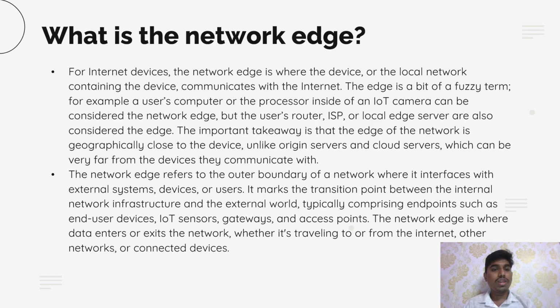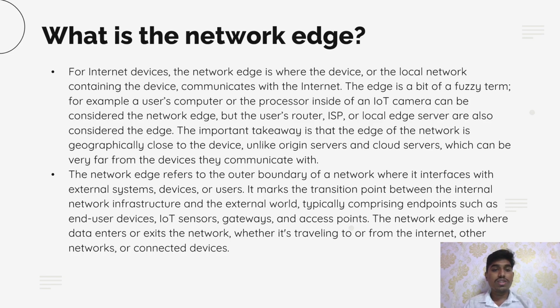For example, a user's computer or the processor inside of an IoT camera can be considered the network edge, but the user's router, ISP, or local edge server are also considered the edge. The important takeaway is that the edge of the network is geographically close to the device, unlike origin servers and cloud servers, which can be very far from the devices they communicate with.